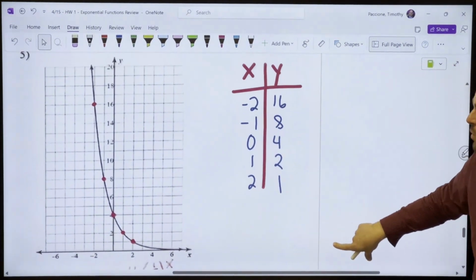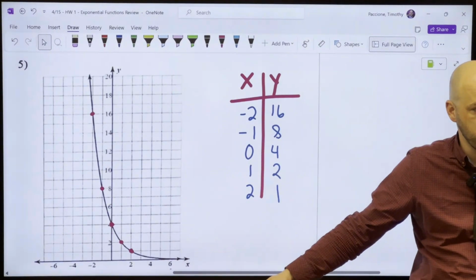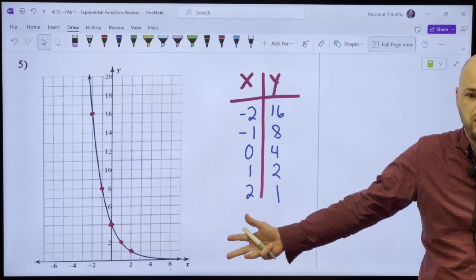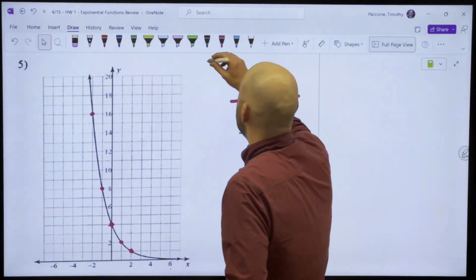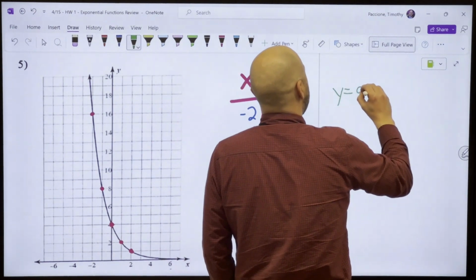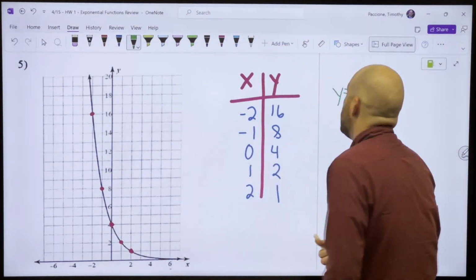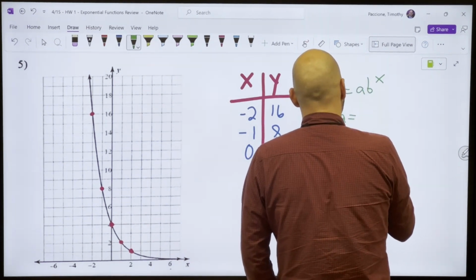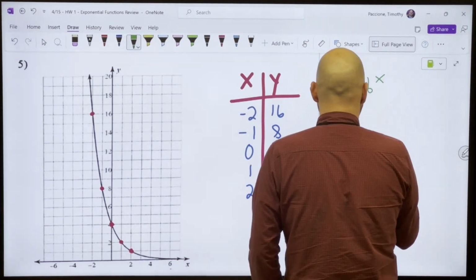Now, at this point, it becomes just like the problems on the front, right? I have a table now. I don't even need to look at the graph anymore, right? I can just say, okay, I know I need y equals ab to the x, not mx plus b. And I need to find my a, I need to find my b, right? My a is my starting point, my b is my multiplier.